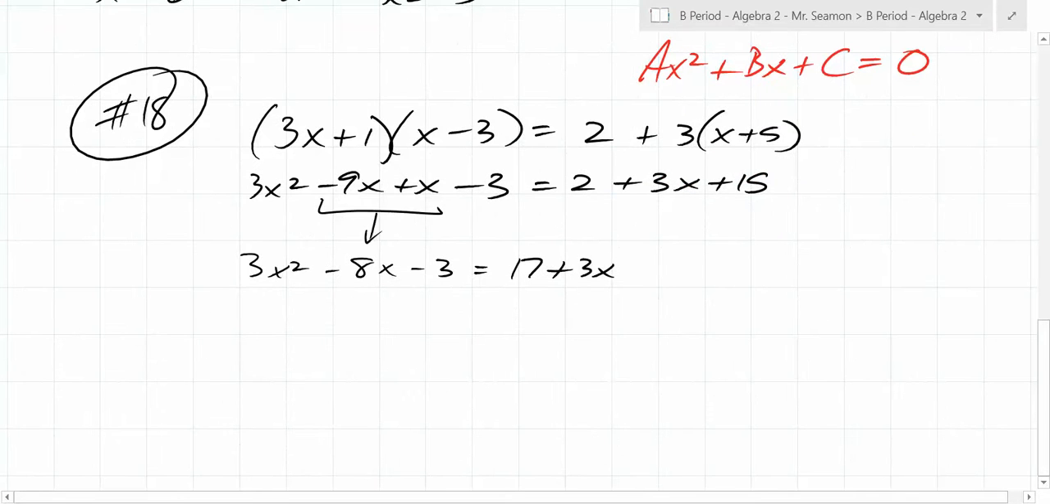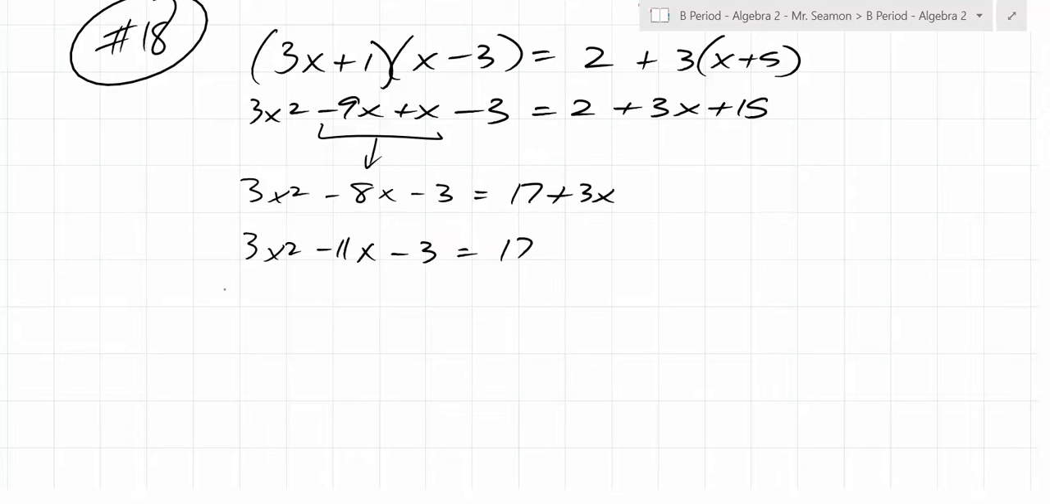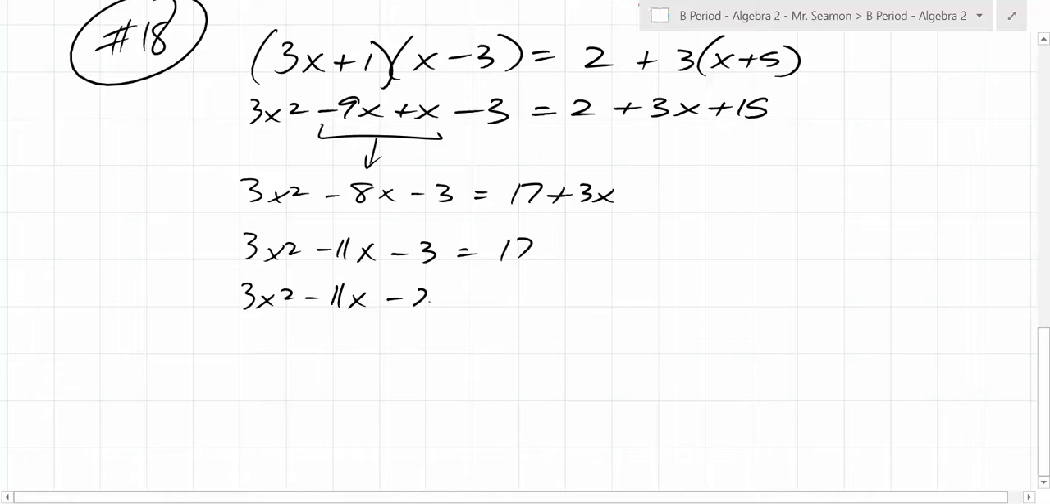No. So I'm going to subtract 3x from both sides, and end up with 3x squared minus 11x minus 3 is equal to 17. Now what do I subtract? 17. So you end up with 3x squared minus 11x minus 20 equals what? 0. Is this in standard form? Yes. So step 1 is done. You now have it in standard form, which is nice.